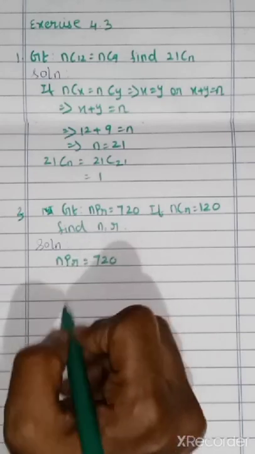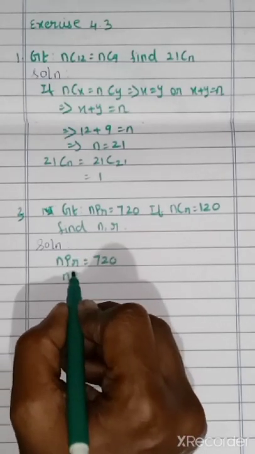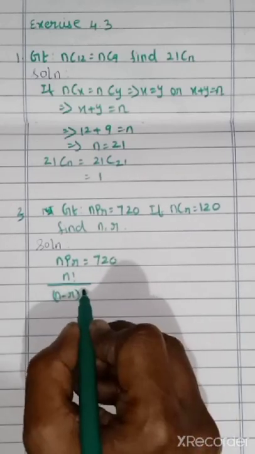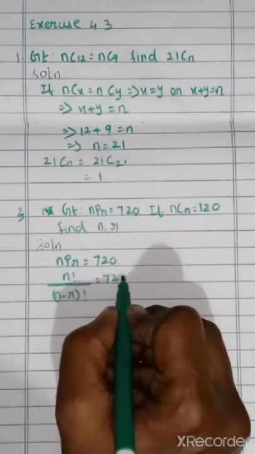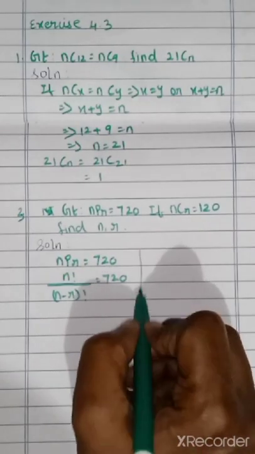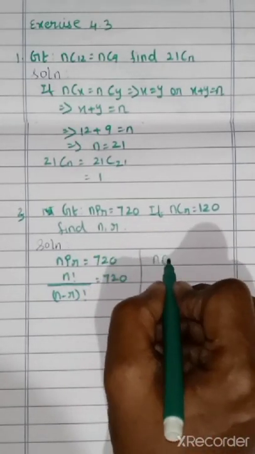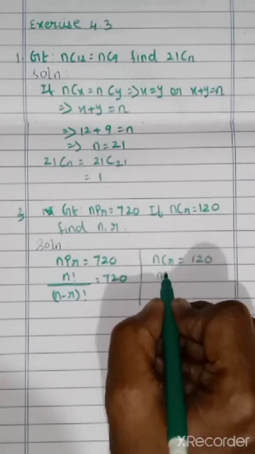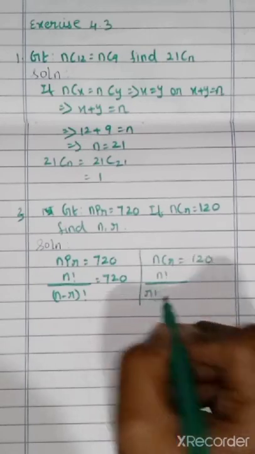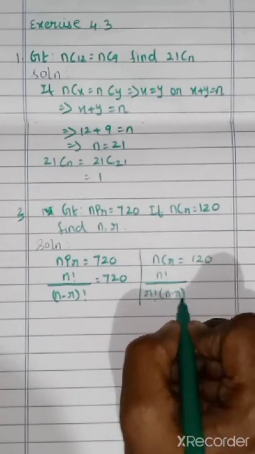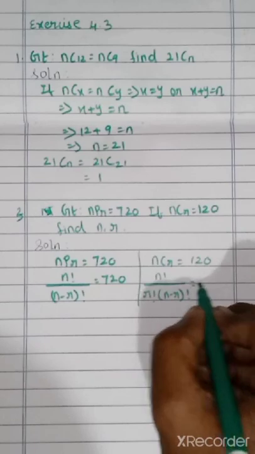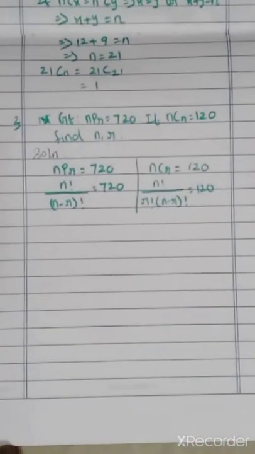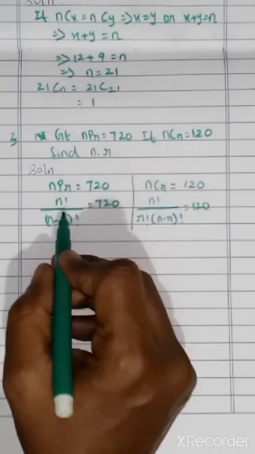Correct? Okay, what is your NPR formula? N factorial by n minus r factorial, which is equal to 720. Is that right? Okay, next. What is given? NCR is equal to 120. What is your NCR formula? N factorial by r factorial into n minus r factorial equal to 120. Is that right? So what we are going to do is divide these two terms.